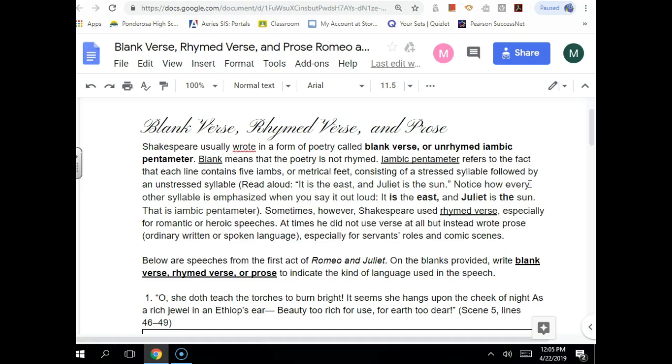So if I read this: it is the east and Juliet is the sun. It is the east and Juliet is the sun. Do you see how it does that? That's so weird. In poetry, it's not just an author writing; they're thinking of the rhythm. So Shakespeare usually writes in iambic pentameter because it has that da-dun, da-dun, da-dun, da-dun, da-dun. That's all iambic pentameter is.